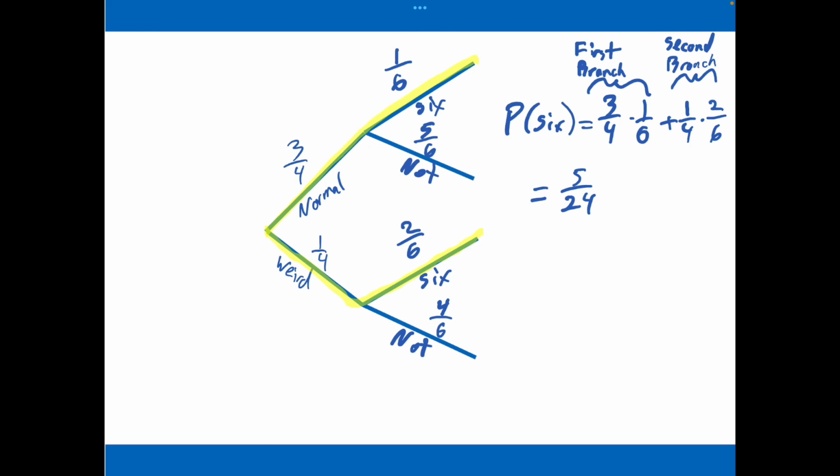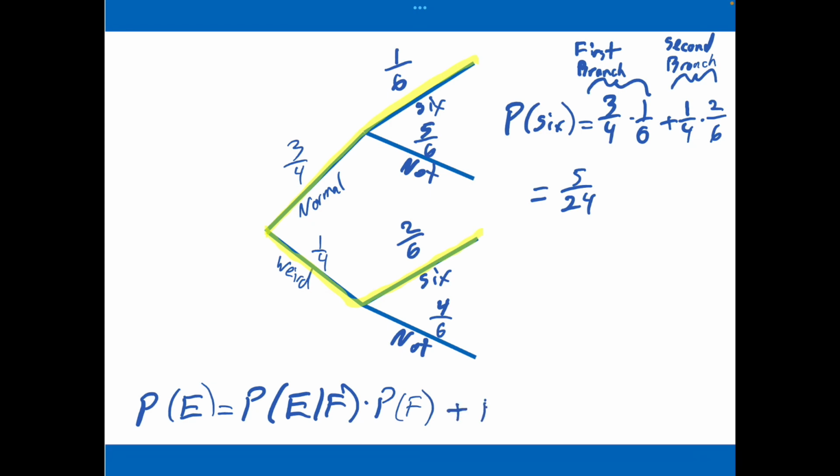So there's a fancy formula we can use for this, and it says that the probability of event E is the probability of the event E given that F occurs times the probability of that event F occurring, plus the probability of E given that F did not occur times the probability F did not occur. This is exactly what we did when we used our branches. We found the probability of getting a 6 given that we were using the normal dice times the probability of having that normal dice, plus the probability of finding a 6 given that we had the weird dice times the probability of getting that weird dice.